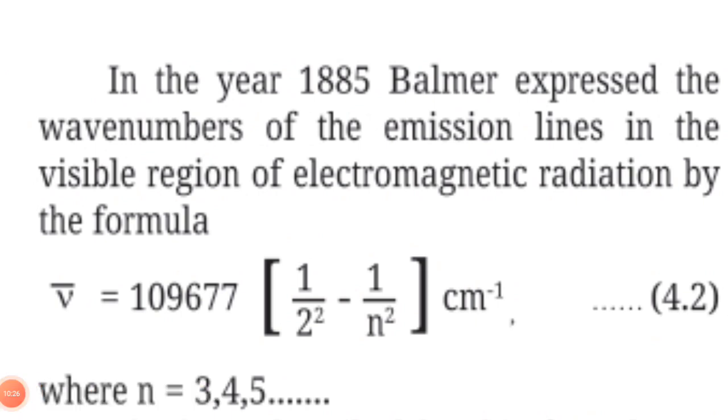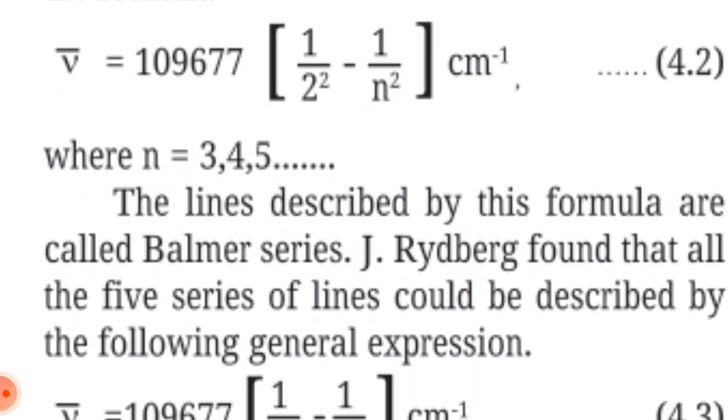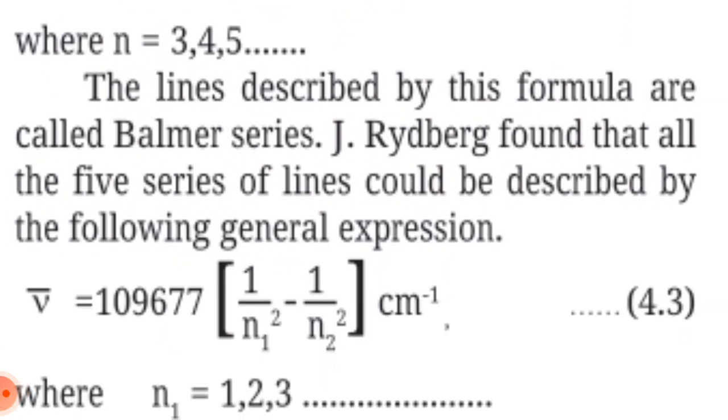In the year 1885, Balmer expressed the wave number of the emission lines in the visible region of electromagnetic radiation by the formula nu bar is equal to 109677 into the bracket 1 upon 2 square minus 1 upon n square per centimeter, where n is equal to 3, 4, 5. The lines described by the formula are called the Balmer series.